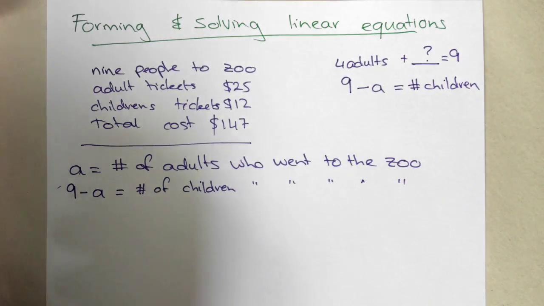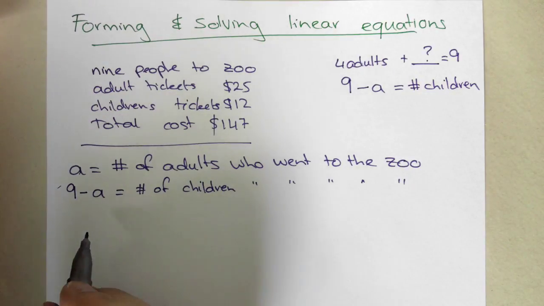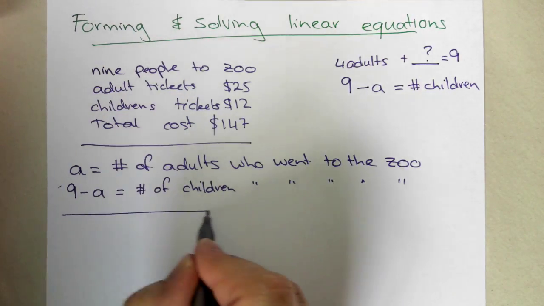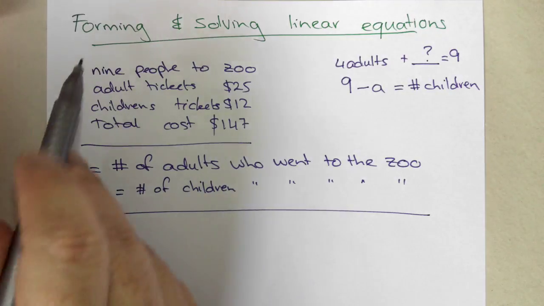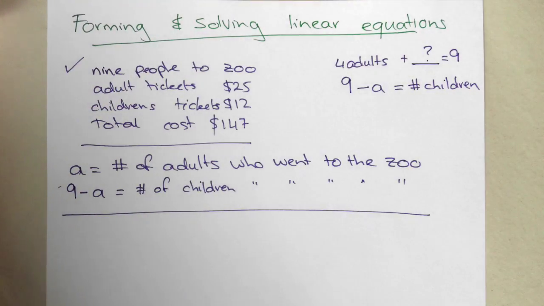Okay, so that gives us some things to work with, some variables now. Okay, we've dealt with that first bit. We've dealt with the 9 people going to the zoo, and we've defined what our variables are. Now we need to create an equation, because then once we've created it, we can solve it.